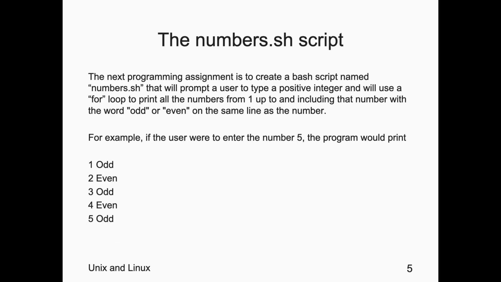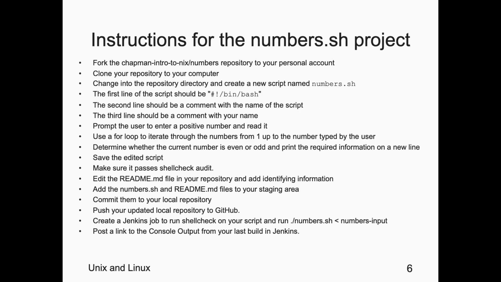Now, for your programming assignment, you are going to create a script called numbers. The script is going to prompt the user to type in a positive integer. Then, using a for loop, it's going to print every number from 1 up to that user's number. Also, it's important that on each line containing the number, it needs to print whether that number is odd or even. So, for example, if I run the program and enter the number 5, the output should look exactly like this on the screen. Here's an overall workflow that you need to follow to complete this assignment.